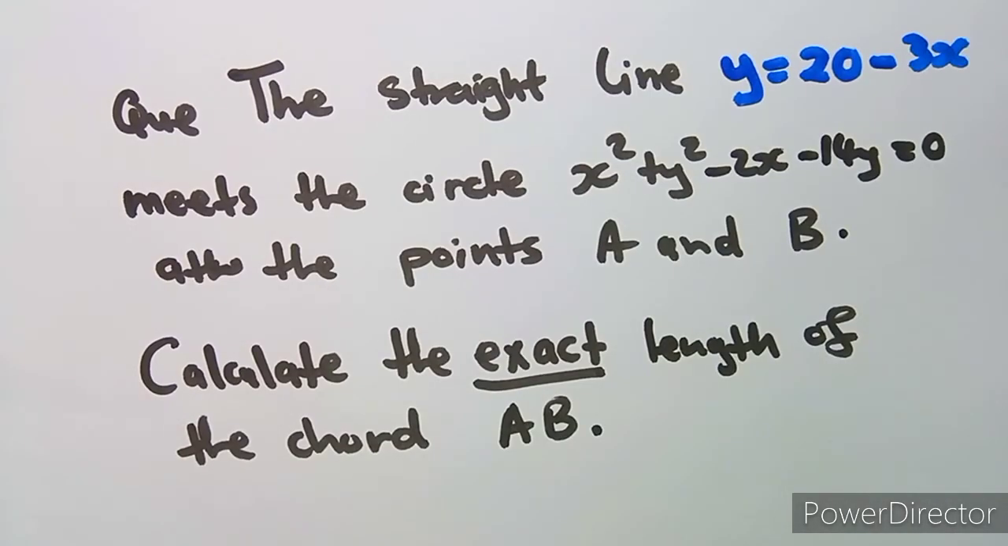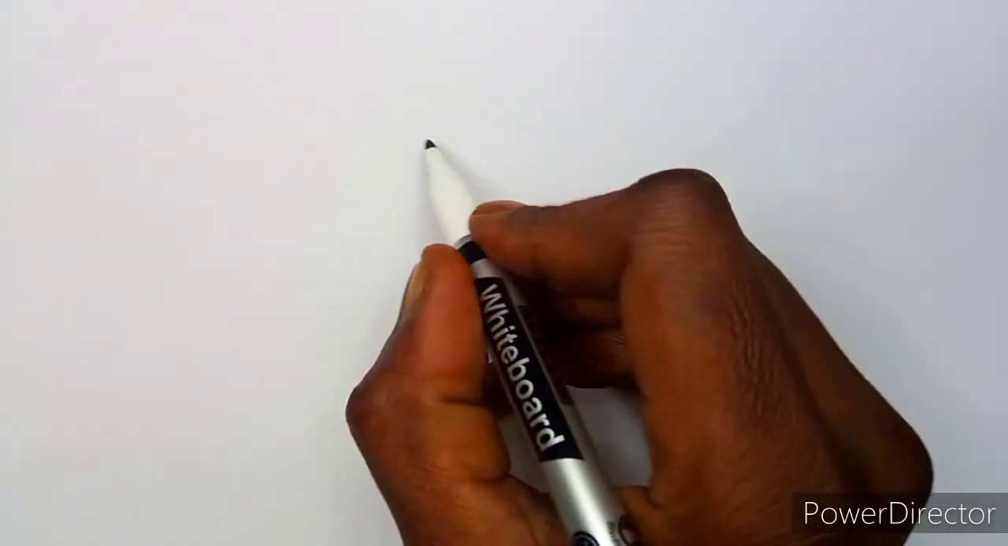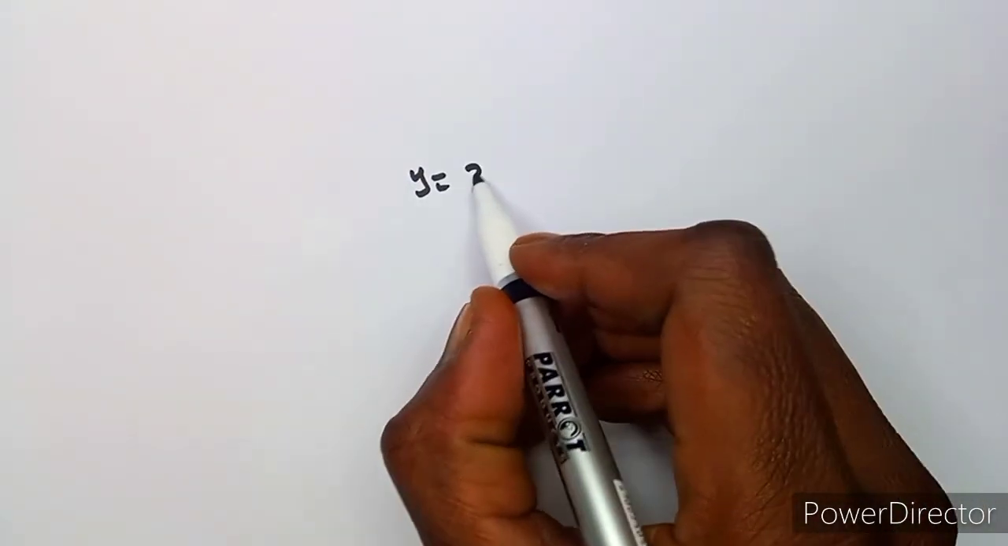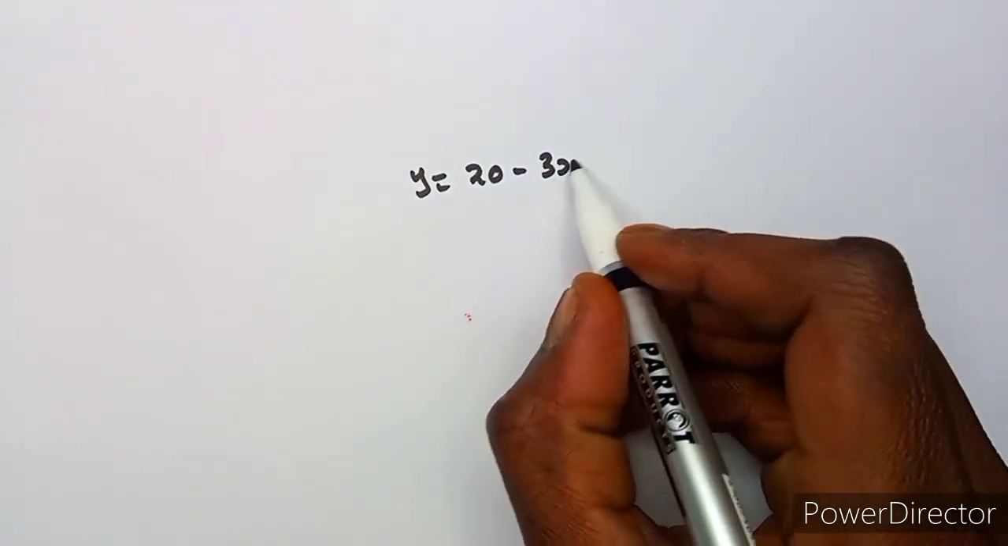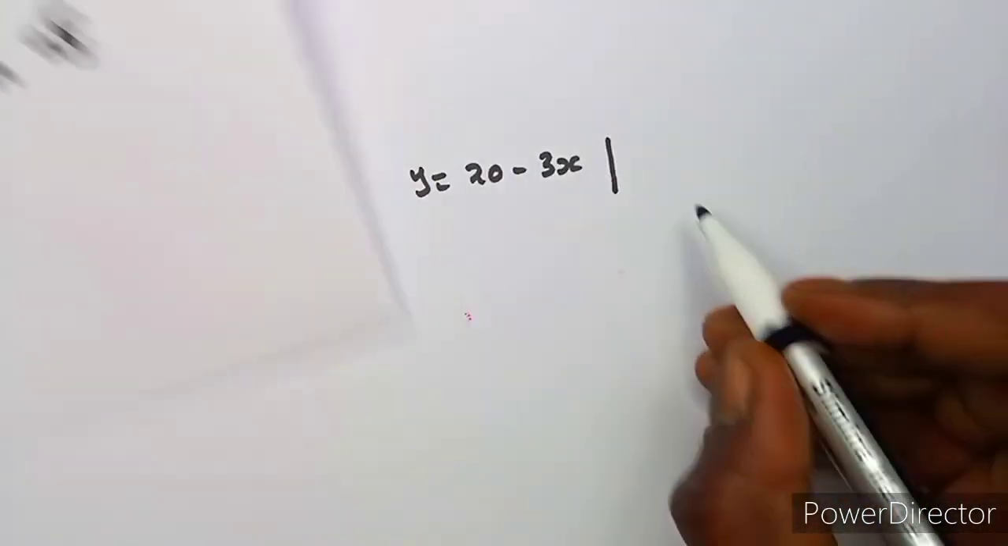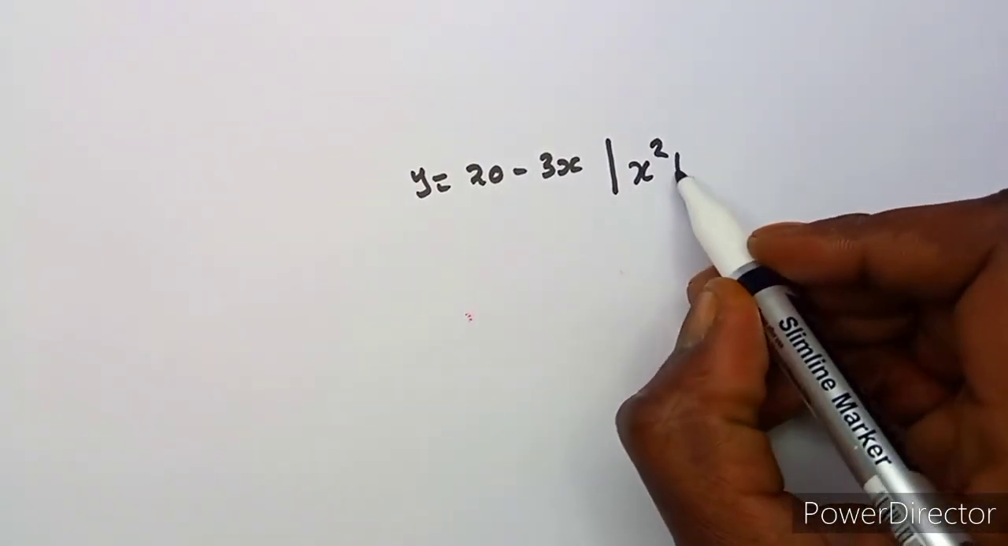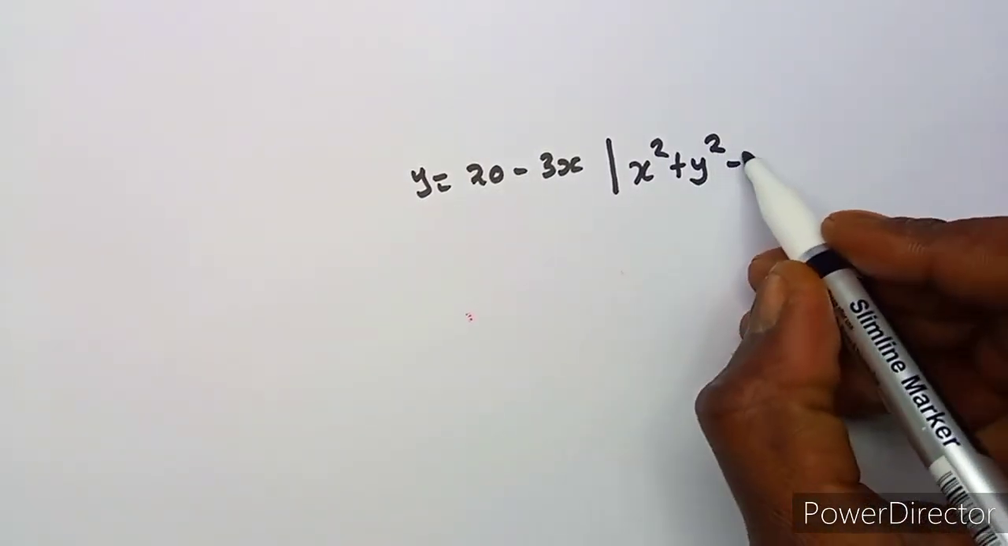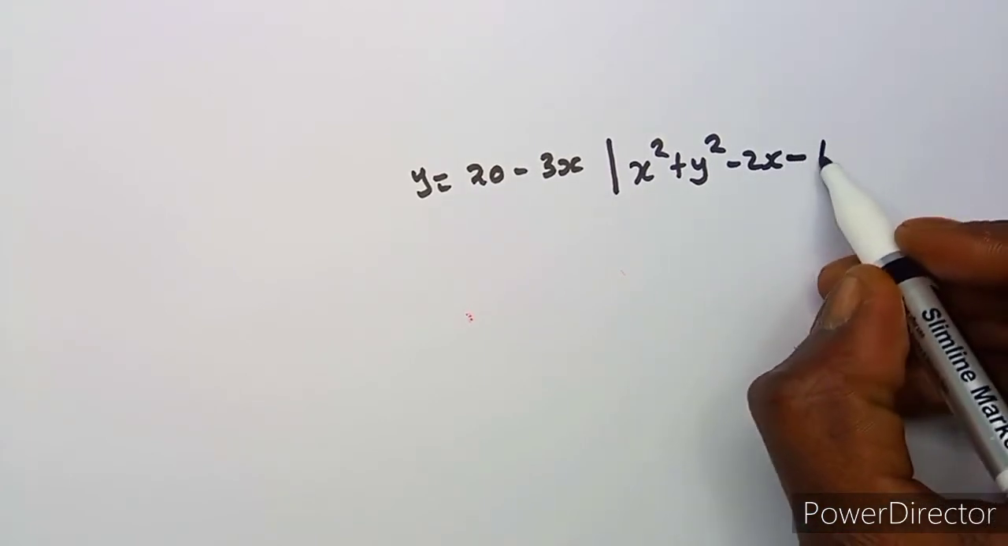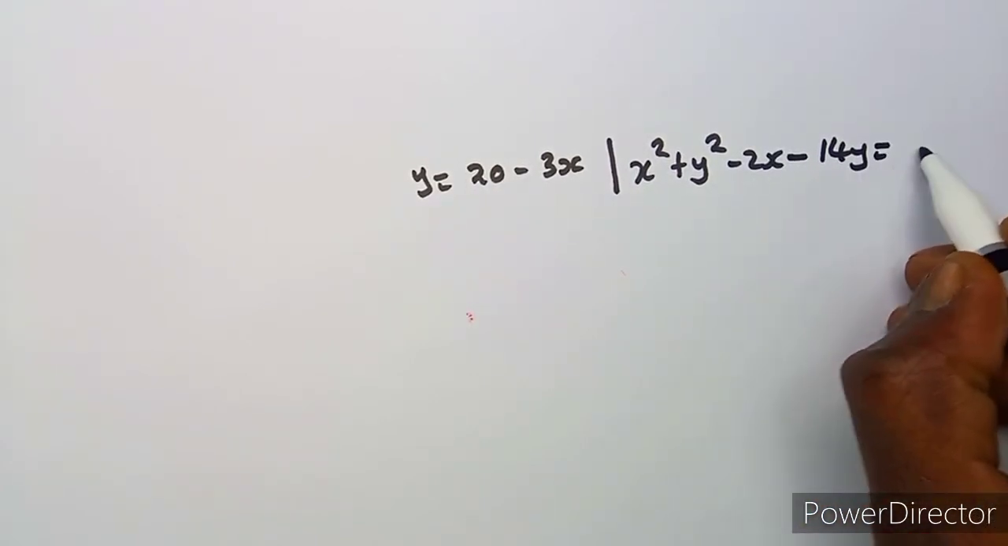So which equations are we talking about? We are talking about the equation of a straight line, which is y equals 20 minus 3x, and also the equation of a circle, this one, x squared plus y squared minus 2x minus 14y, which is equivalent to 0.